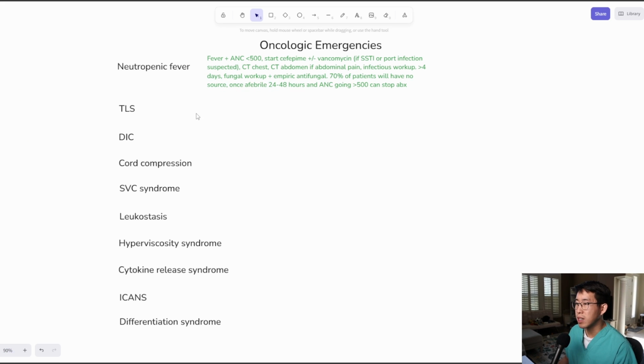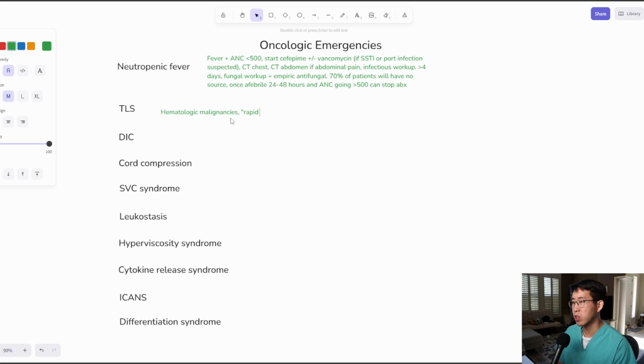Tumor lysis syndrome, typically we are going to be seeing this in patients with hematologic malignancies, and anything that has a very rapid turnover. So for example, small cell lung cancer is also high risk for tumor lysis syndrome. And they're especially at high risk right after you start the first cycle of chemotherapy because a lot of cells will be turning over and dying.